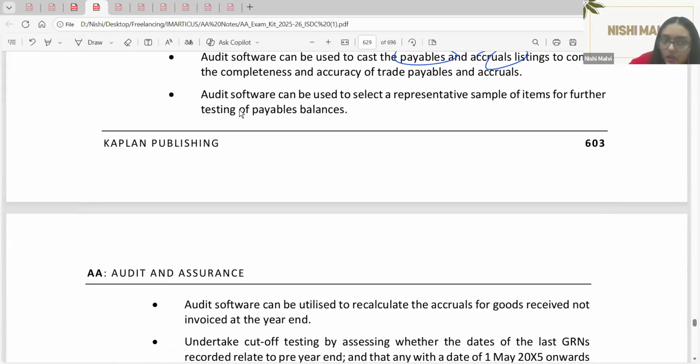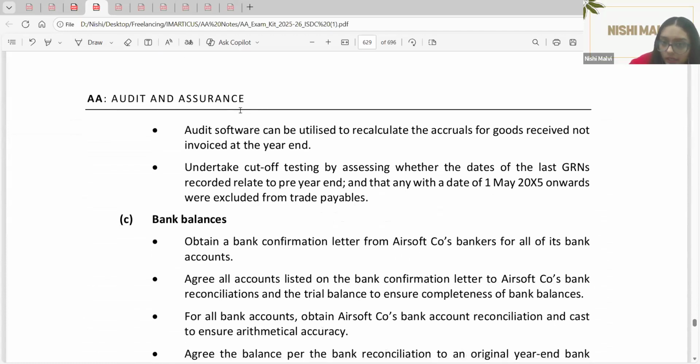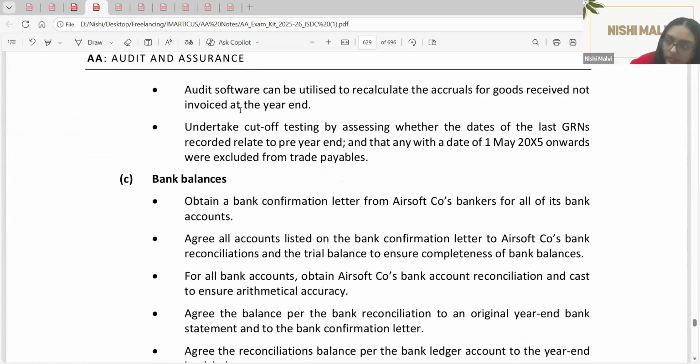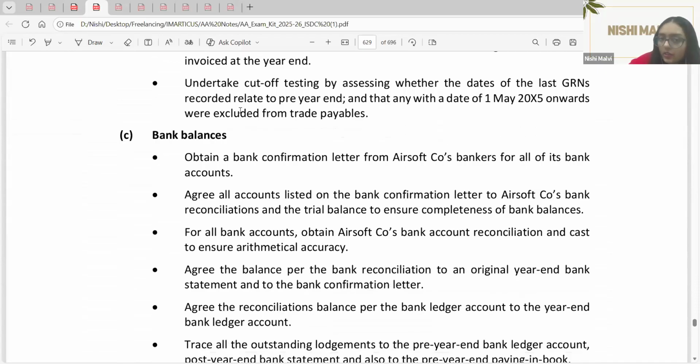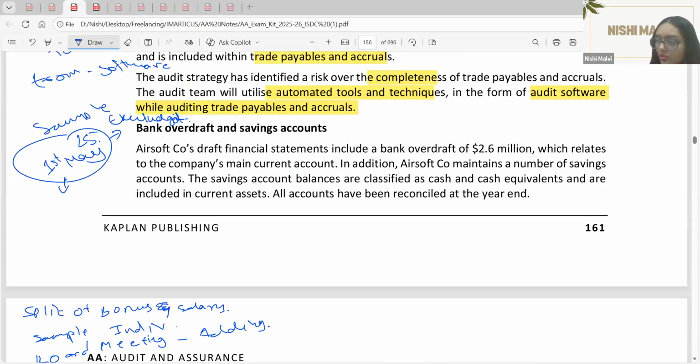For trade payables and accruals, with audit software you can select a representative sample and test the payable balance, recalculate the accrual and check whether the same invoice is there, and undertake cutoff testing for the year end, so that whatever belongs to the next year is excluded. That's it. What else? Do you remember which further topic we left? Redundancy provision.